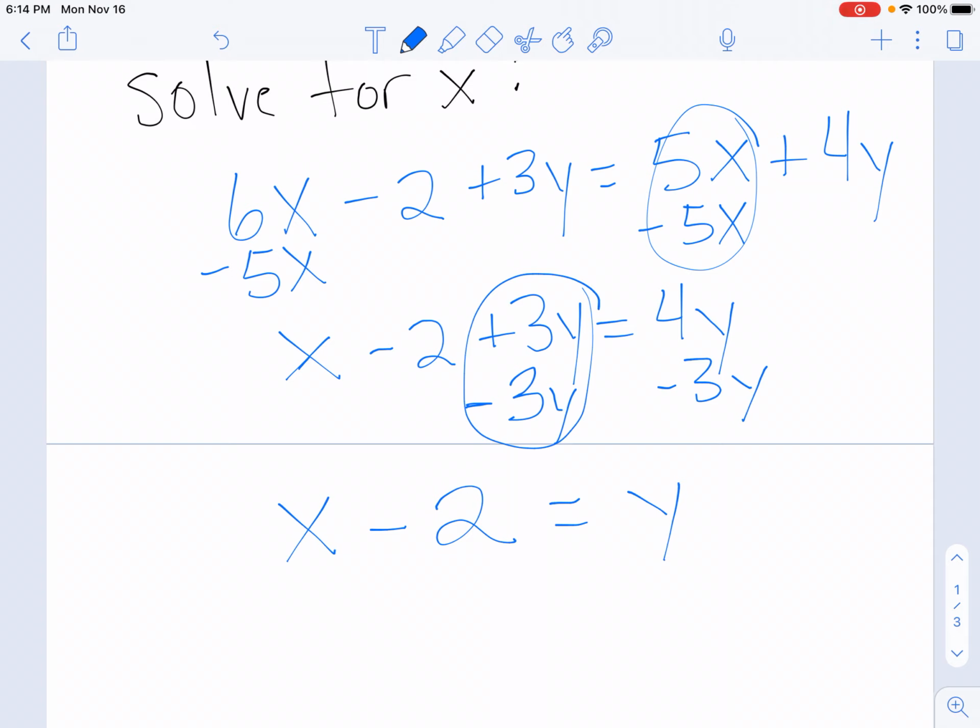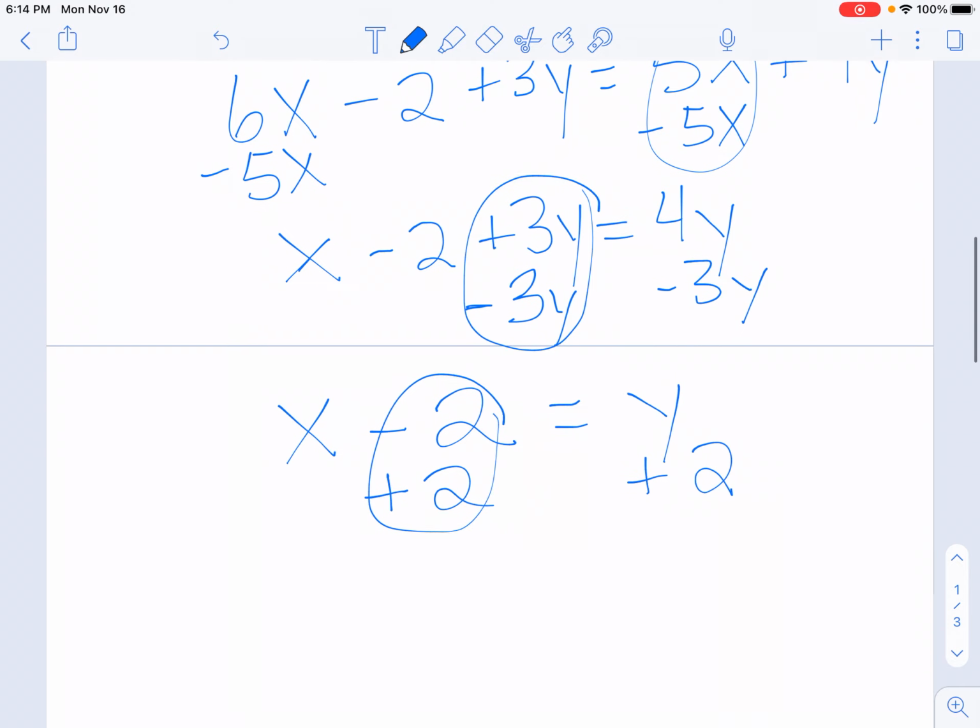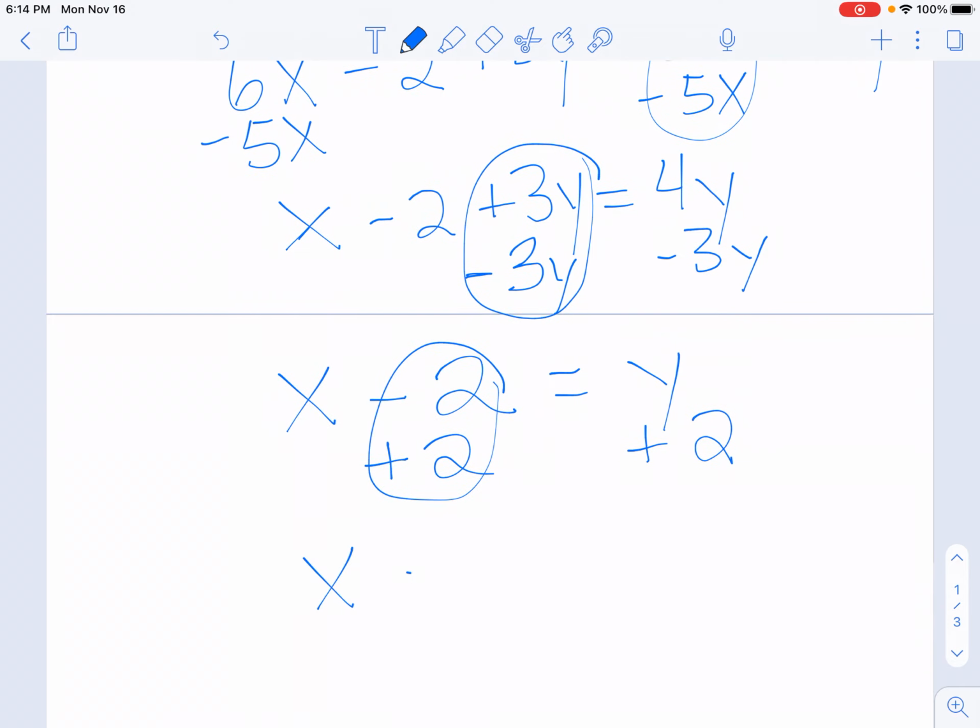All right, I'm almost done, but I see that I have x minus 2 on the left, and I need to just have 1x. So I'm going to undo that minus 2 by doing the opposite. So I'm going to add 2 to both sides. Negative 2 and positive 2 make a 0 pair. And I'm left with x is equal to y plus 2. So my goal was to get x alone. Now that I have one positive x by itself, I know I'm done. So my answer is that x equals y plus 2.